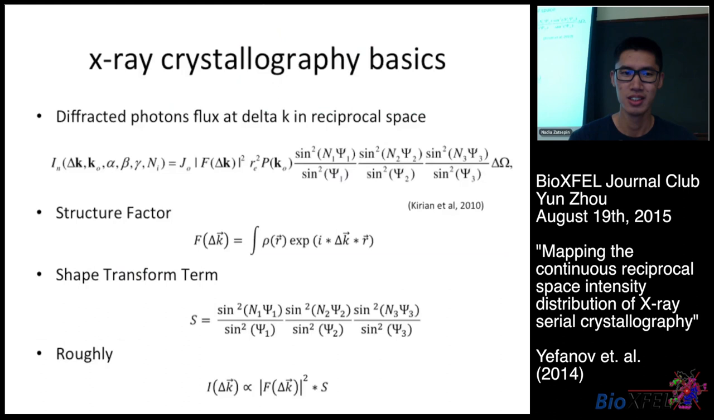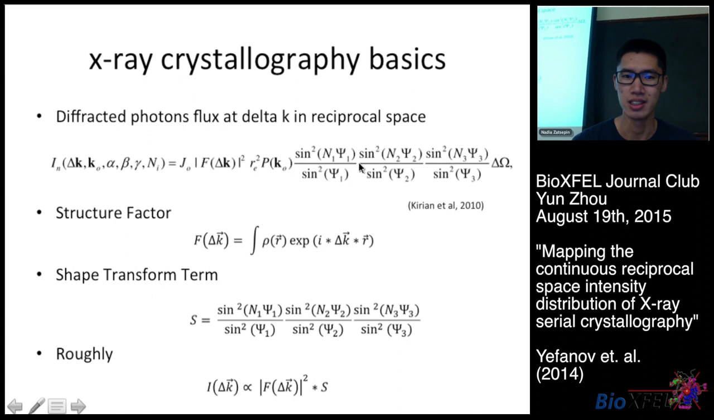First, I will give you some basics on diffraction. Notice the first equation here. This gives the diffraction of the photons on the detector. This is quite a complicated equation. Notice the terms. The first, J0, is the incident flux, and F here is the structure factor, that's what we want to measure. And I is the cross section of an electron, and P is a polarization factor.